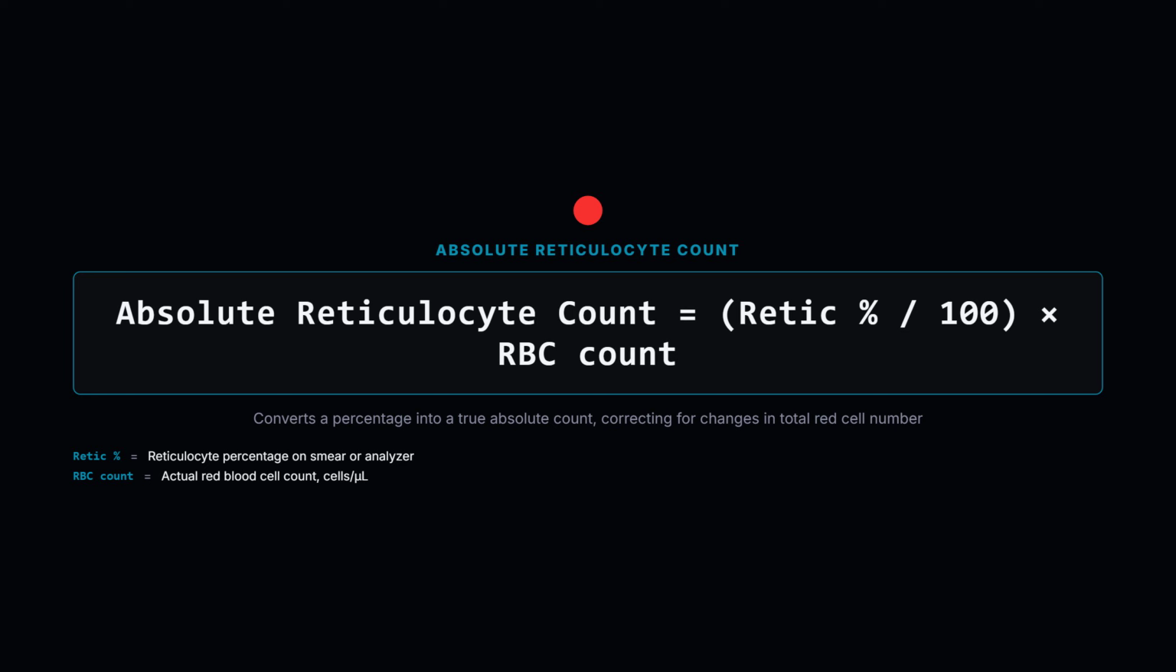The absolute reticulocyte count fixes this: retic percentage divided by 100, multiplied by the actual red cell count. Worked example.